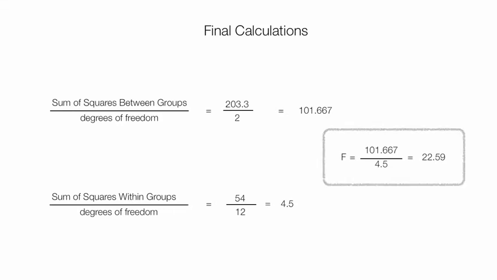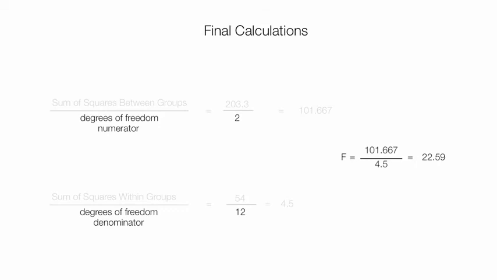Finally. But I'm not done. Now I need to look this up in a table, so I need to know my degrees of freedom for my numerator, which is part of the ratio for the top part of the equation of the ratio right there, the numerator. And I need my degrees of freedom for my denominator, which is the bottom part of the ratio.